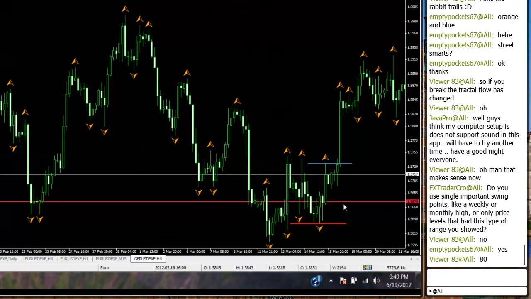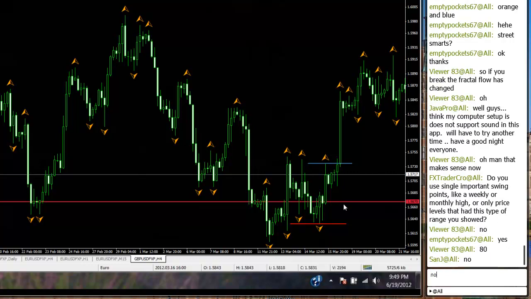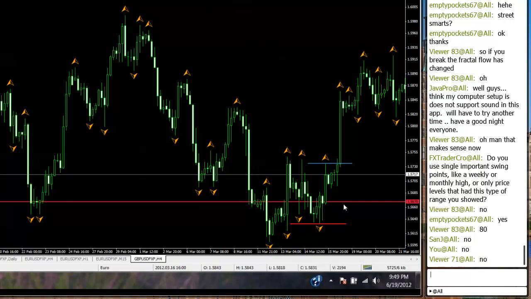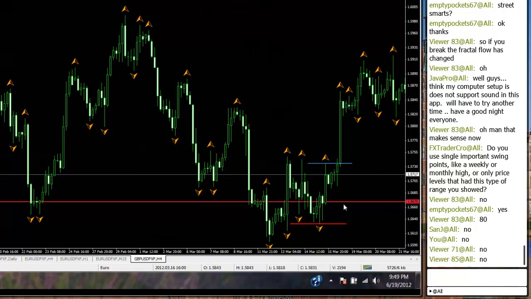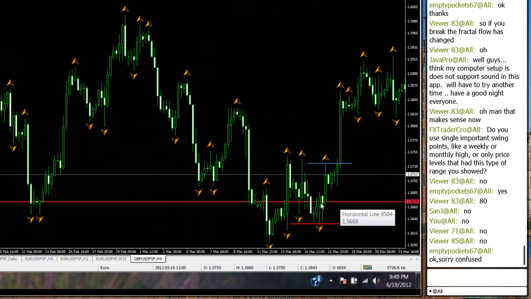Not at institutional level, small round number, okay? 20s, 80s, full figures, mid figures. Okay, but you still can look for price action to start giving you insights as to what it may do.